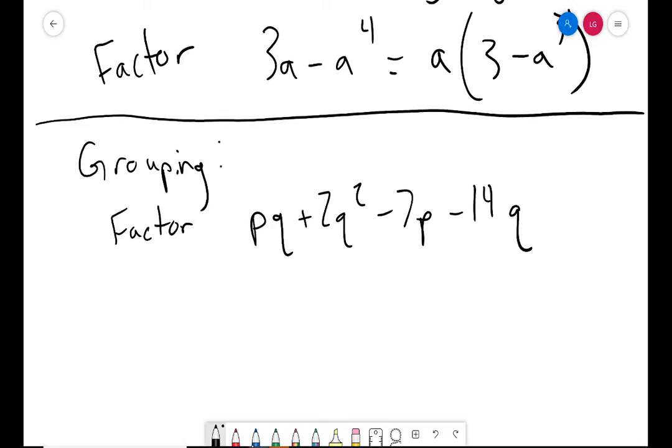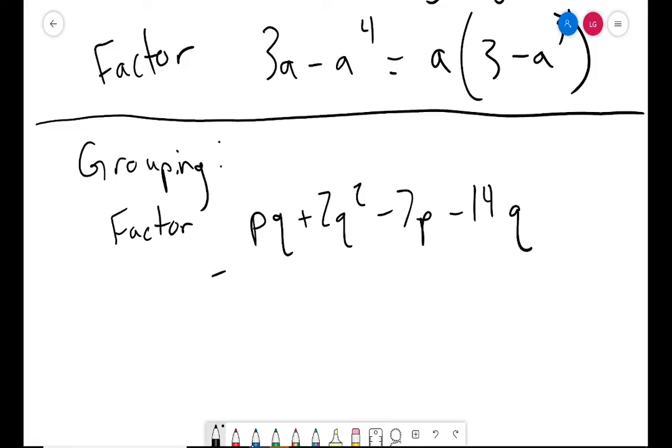Now what do we have here? What we have is a situation where we have four terms. Some of them have likeness to each other, right? There are some terms with q, there are some terms with p, there are some terms with multiples of 7, some terms without. When we group, we want to look for pairs or triplets, but usually pairs, that have enough in common that we can factor.